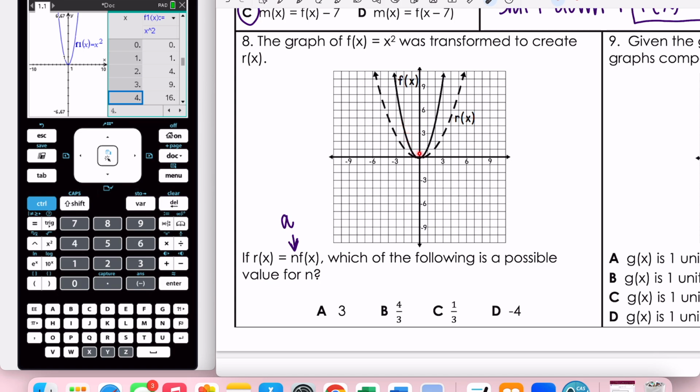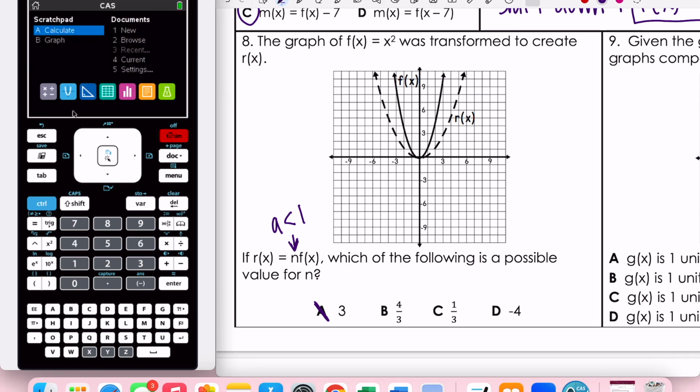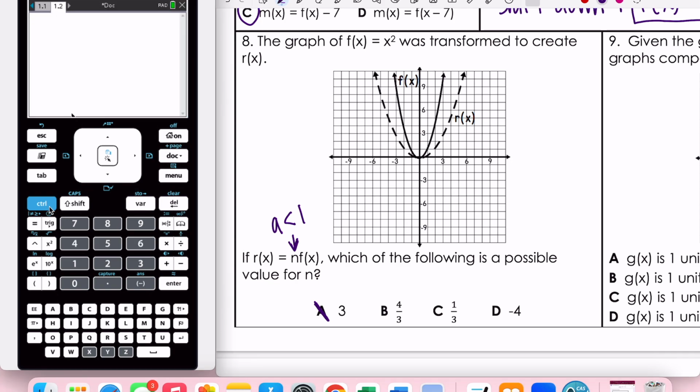So here's my parent function f of x. Here we then have r of x. We notice that my graph has gotten wider. So remember, if it's getting wider, that is a vertical compression. Remember, less means compress. I know that the value of a has to be less than 1. So looking at my answer choices, 3 is obviously not less than 1. If I look at converting my fractions, 4 over 3 as a decimal is going to give me 1.3 repeating. So that is not less than 1.